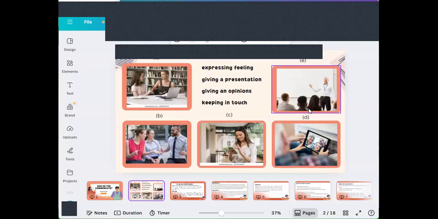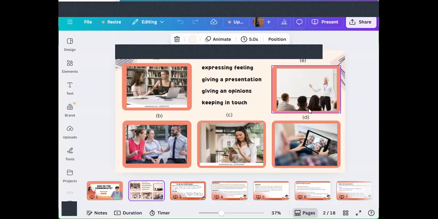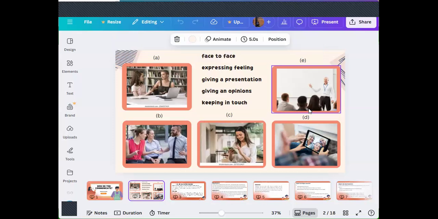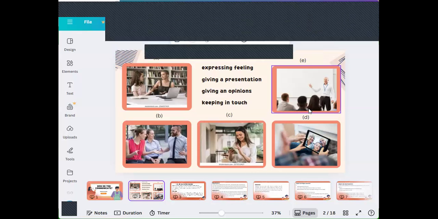All right. So maybe some people like to speak face to face. Some people like to communicate by giving an expression or an opinion. This kind of communication we use in our daily life. Maybe I planned picture A as giving an opinion. You are correct. Picture A is giving an opinion. Picture B can be giving an opinion, face to face, expressing feeling. It can be anything, any of the three, maybe keeping in touch too. So in one picture, it can be any answer.